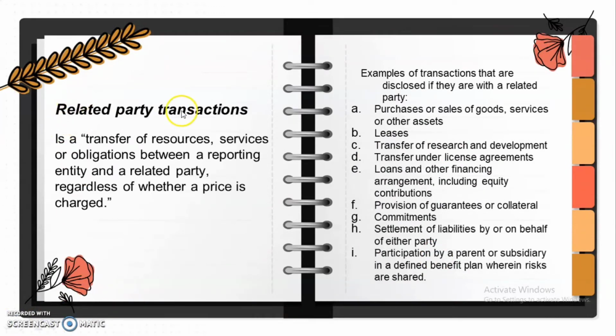Next, ano nga ba ang related party transactions? It is a transfer of resources, services, or obligations between a reporting entity and a related party, regardless of whether a price is charged. Ano nga ba yung mga examples of transactions that are disclosed if they are with a related party? Of course, number 1, purchases or sales of goods, leases, transfer of research and development, transfer under license agreements, loans, provision of guarantees, commitments, settlement of liabilities, and participation by a parent or subsidiary in a defined benefit plan.